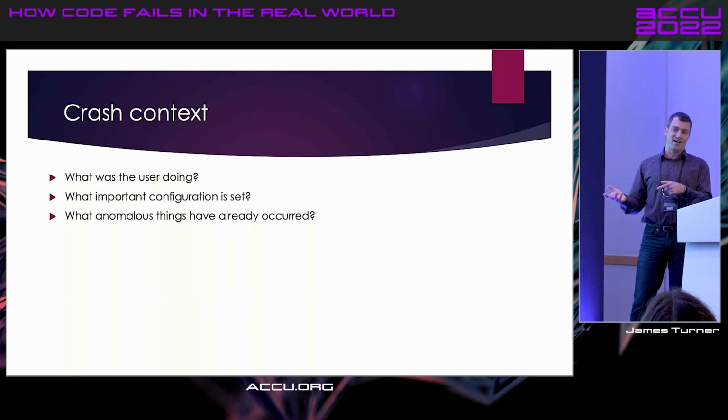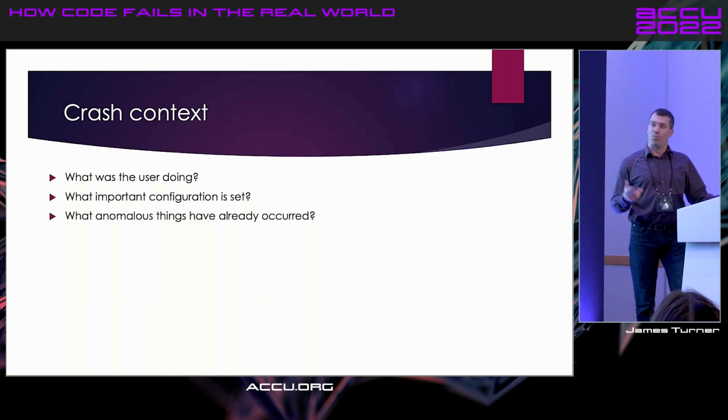Has the program just started up? Has it been running for 2 hours? That kind of information of tracing the user's path through the program, not at a particularly fine level, but coarsely, is really important. And then similarly, what important configuration is set. So, again, this is a 3D rendering thing, what texture resolution is enabled, what are the graphics settings, and so forth. And obviously, what that is depends on your application. But again, capturing it can be really vital.